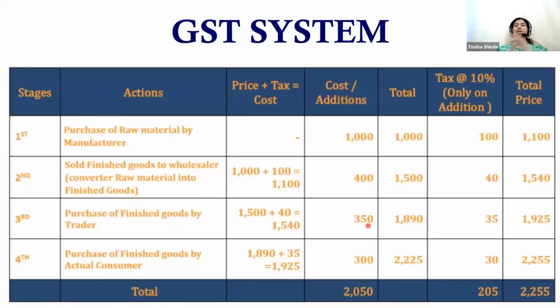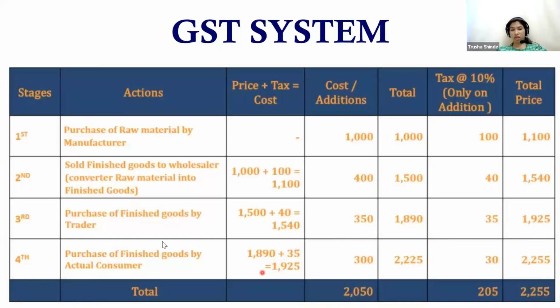Now on the 350, again the 10% tax will apply, because in this 1,540 the tax has already been calculated. So to avoid the double taxation, this is done. Then the amount that comes over here is 1,925.